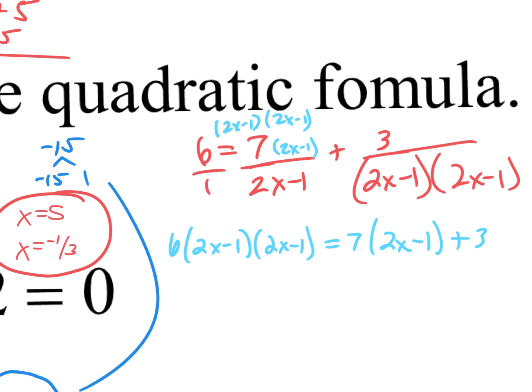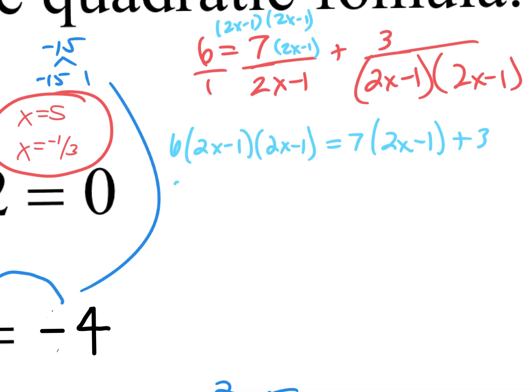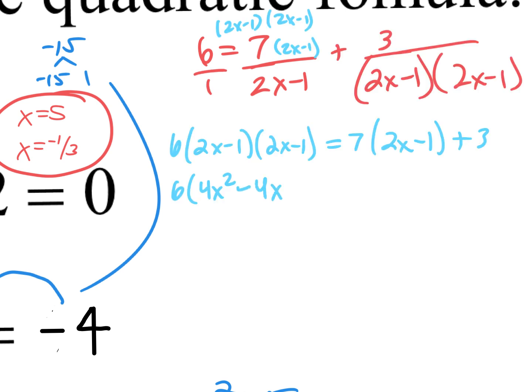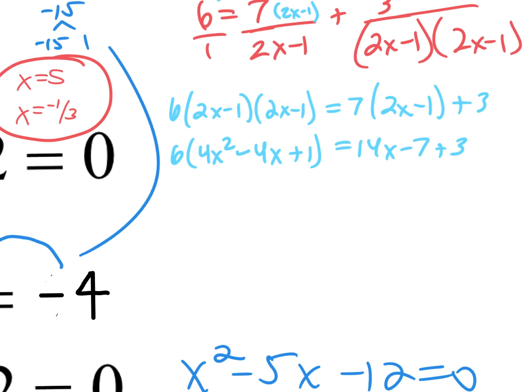You with me? All right, so let's FOIL first. I have my 6 out here. 2x minus 1 times 2x minus 1 is going to give you 4x squared minus 4x plus 1, right? And then over here I have 14x minus 7 plus 3. Okay, so if we distribute that 6, I have 24x squared minus 24x plus 6 equals 14x minus 4.